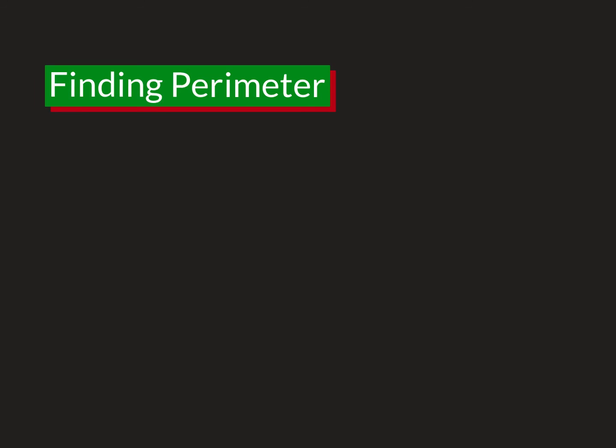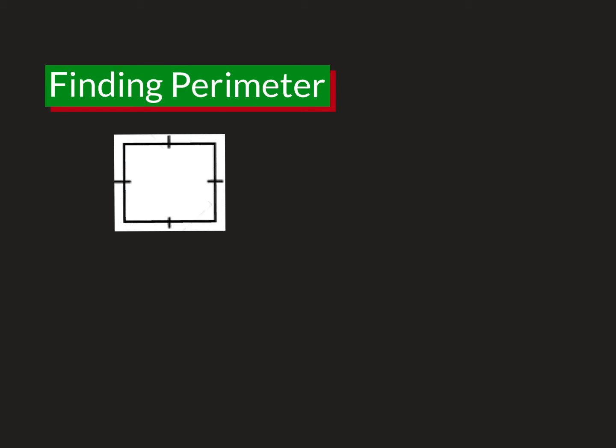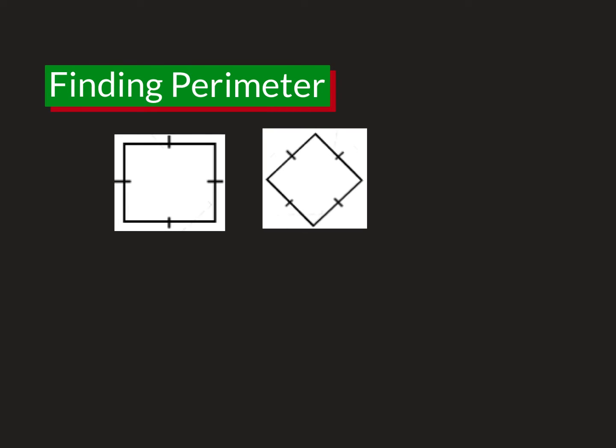Some types of quadrilaterals have sides that are the same, so you can take a shortcut. For example, both a square and a rhombus have 4 equal sides. This means you do not have to measure and add each side separately. Instead of P equals A plus B plus C plus D, you can use P equals 4 times the measure of one side, or P equals 4S, because they're all the same.